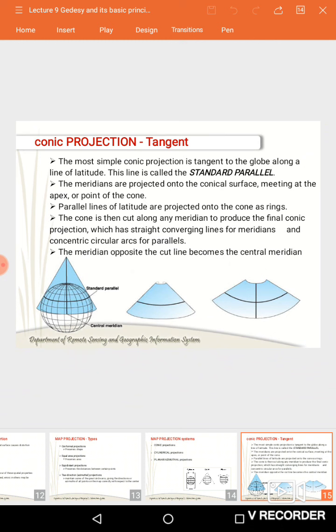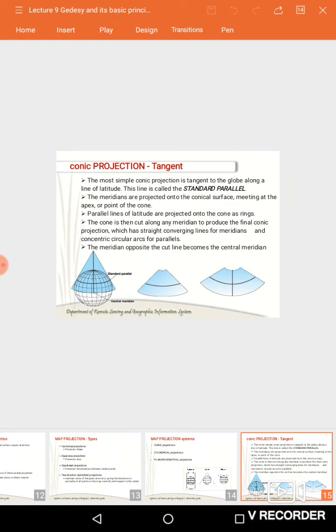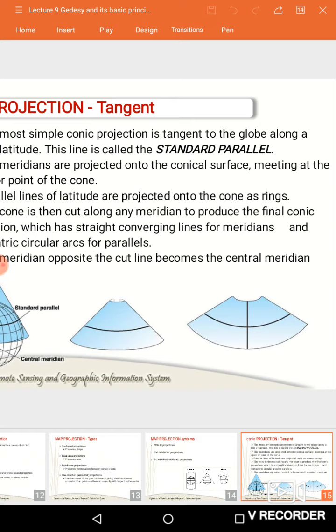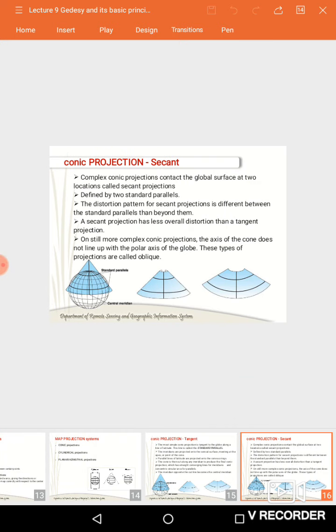And the parallel lines are drawn at the latitude on the cone as rings. Then the opposite cut to the meridian becomes the central meridian. This is known as simple conic projection. And next we will see the complex conic projection. In this we have to draw two standard parallel lines. This helps to contact the globe surface at two locations. That is known as secant projection. Simple projection is also known as tangent projection. Complex projection is also known as secant projection.